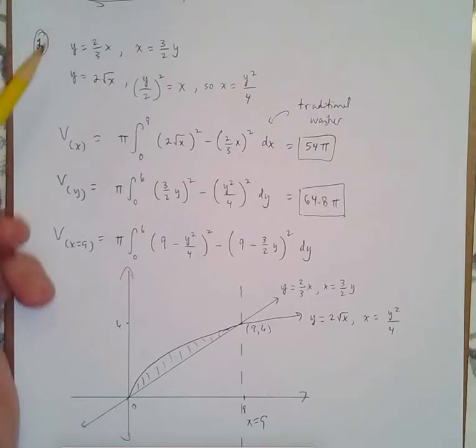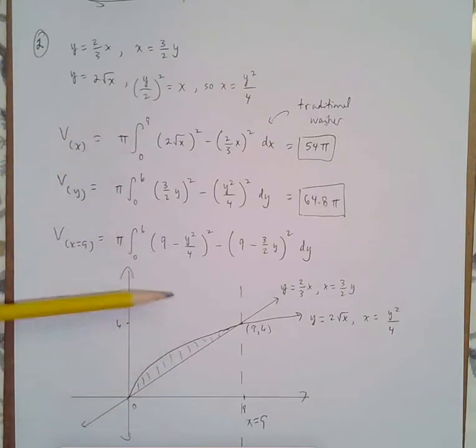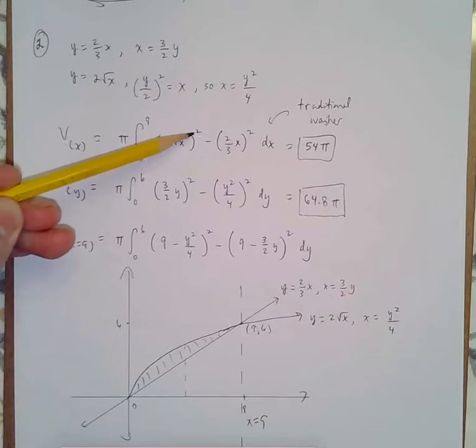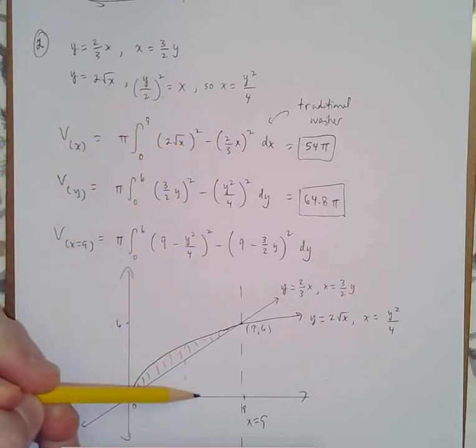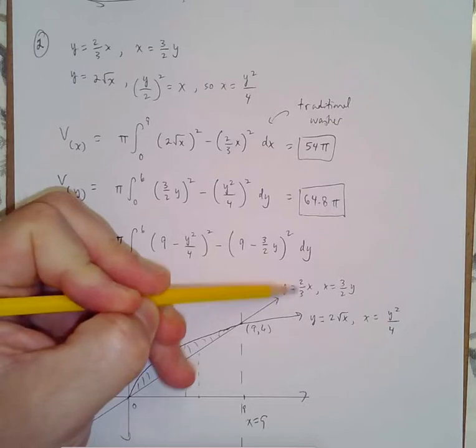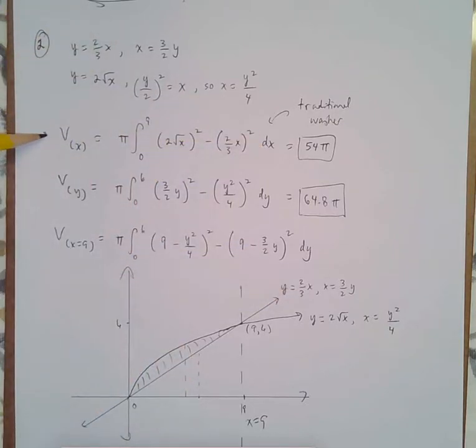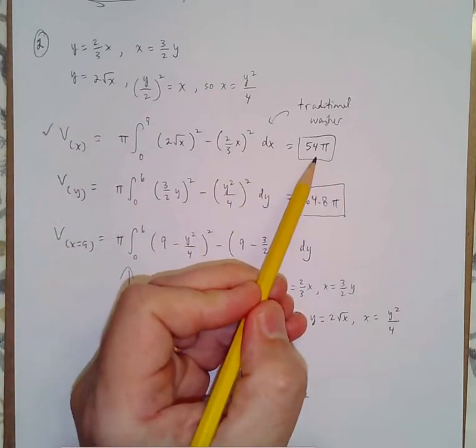But the volume around the x-axis, that's going to be your traditional washer here. So the outer is going to be 2 radical x squared minus the inner, which is 2/3 x squared dx. And then you type this into your calculator and you should get 54 pi.